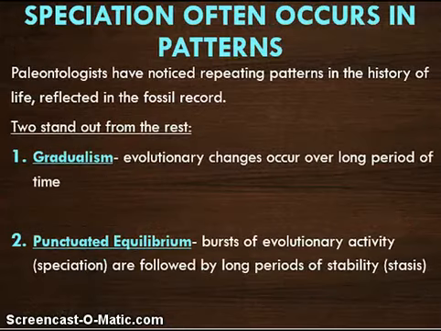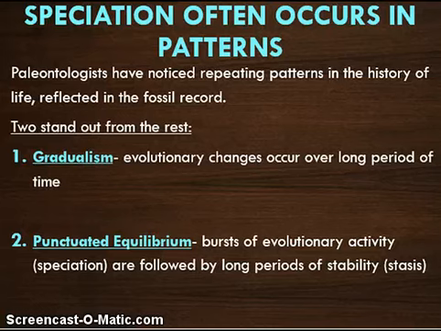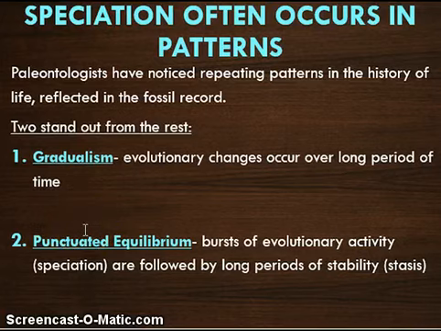The last pattern of speciation that we're going to discuss is found in the fossil record. And so there's two specific types of patterns that are found in the fossil record, and the first is gradualism, and this is where evolutionary changes occur over a long period of time, and these changes happen very gradually. The second type is punctuated equilibrium.